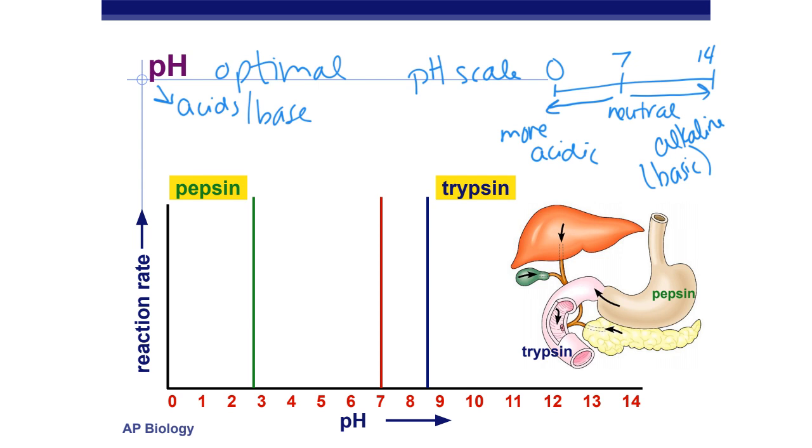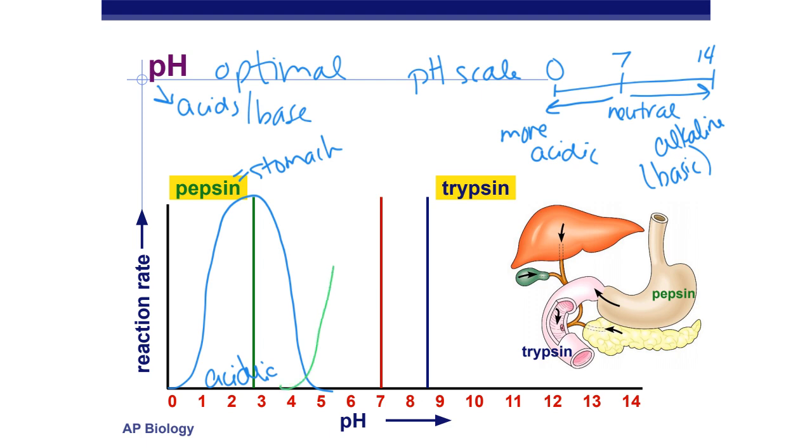So again, for instance, pepsin, this one's found in the human stomach. Well, we know there's acid in the human stomach, so its optimal pH is much closer to more acidic, right? To that lower, more acidic range.